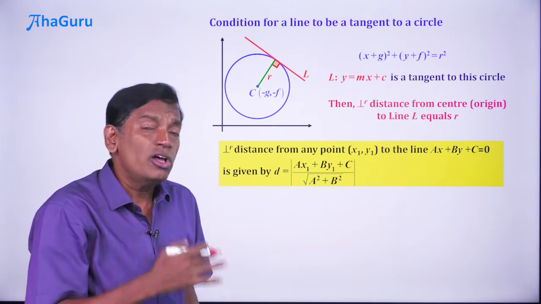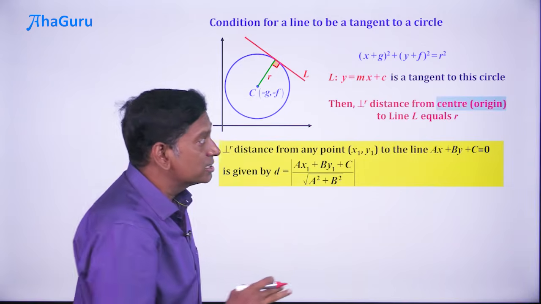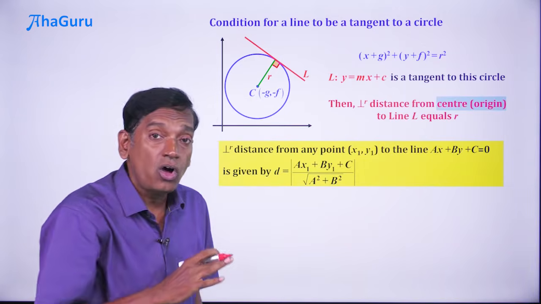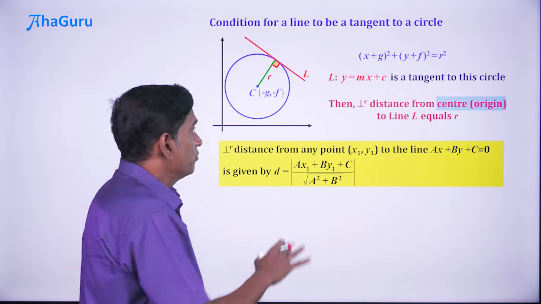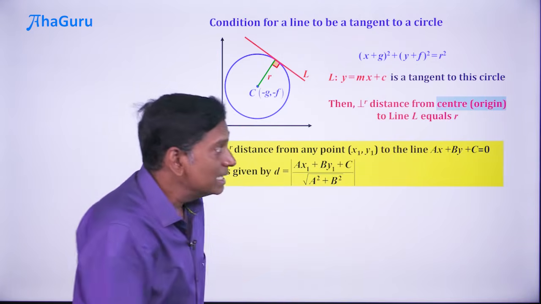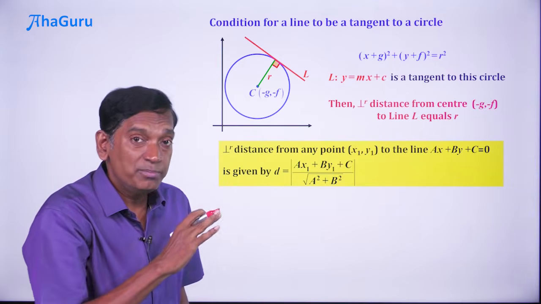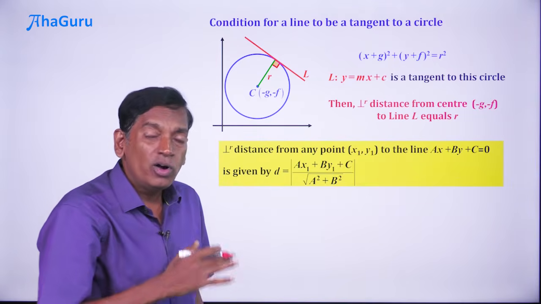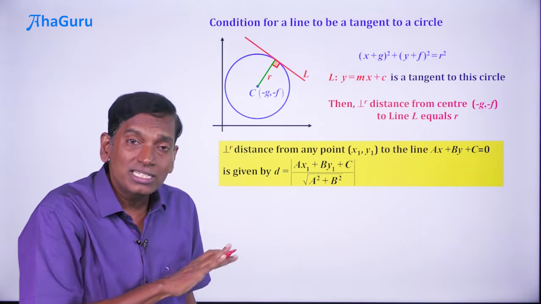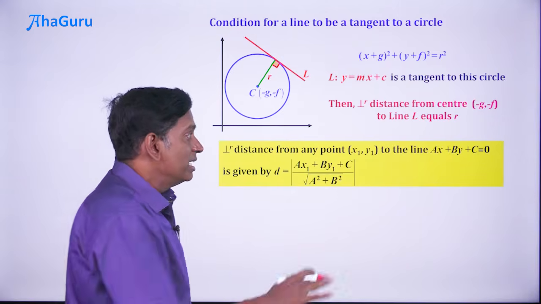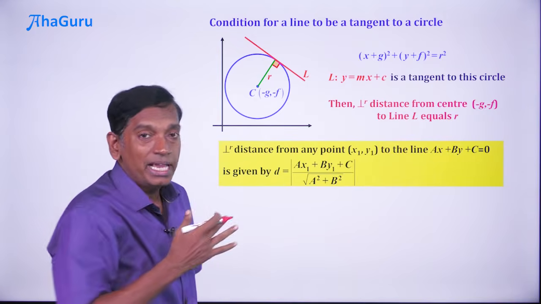What all changes? Well, earlier we wrote that the perpendicular distance from the center, which is origin, to this line L equals r, but now we know that the center is instead (-g, -f). That is very important. What else changes? Well, this perpendicular distance formula does not change, except that instead of (x1, y1) we are going to have (-g, -f).